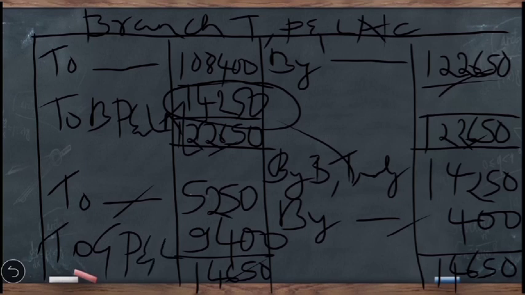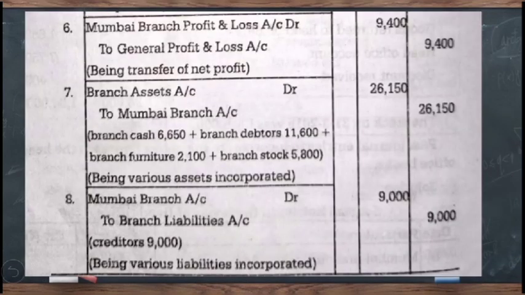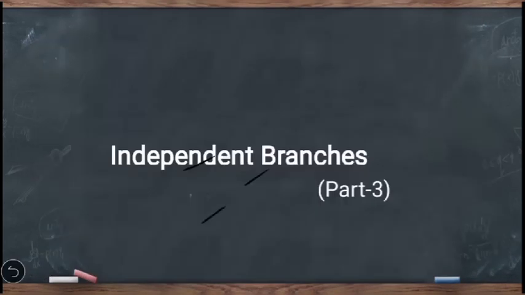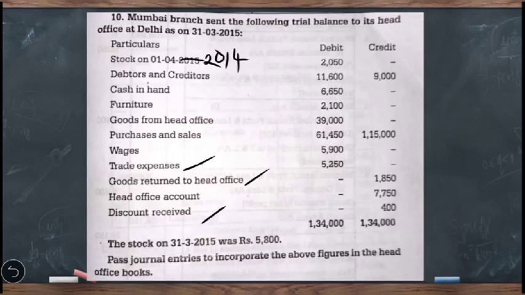So, the entry will be branch profit and loss account debit to general profit and loss account. I will show you the entry. Mumbai branch profit and loss account debit to general profit and loss account amounting to 9,400. So, these are the 6 incorporation entries relating to branch trading and profit and loss account. Now, another 2 entries will come for incorporating the branch assets and liabilities.